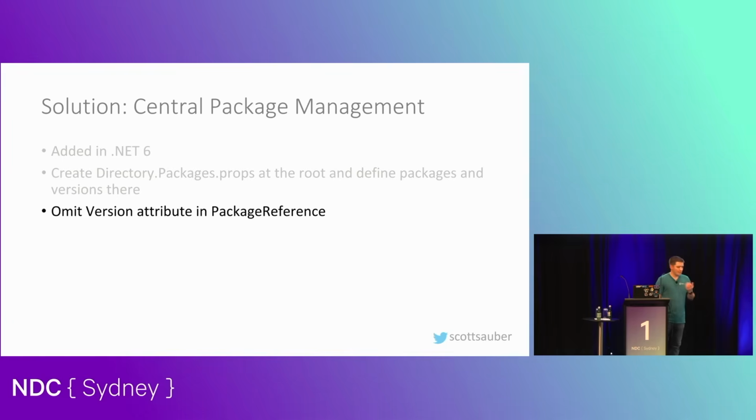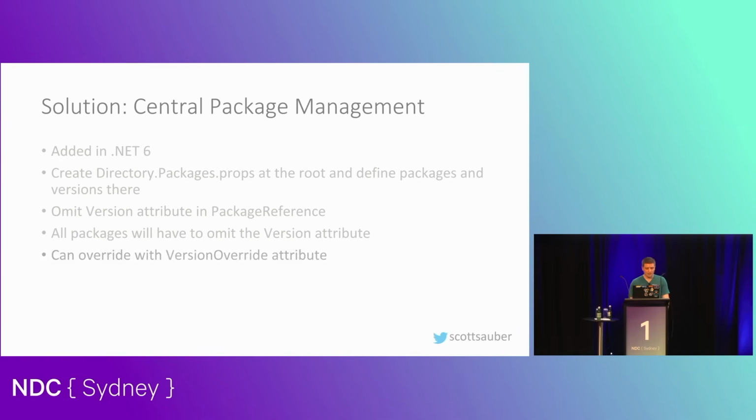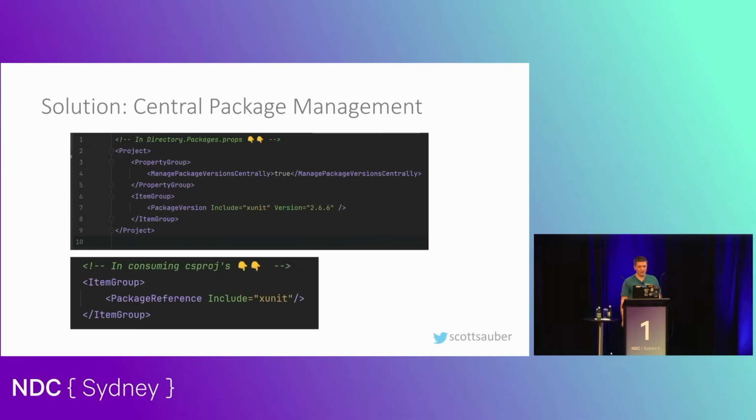Then basically what this looks like is you can just omit the version attribute in the package reference, which we'll take a look at in a demo here in a sec. All packages will have to omit that version attribute. So you can't say, oh, I only want to manage this package using central package management. You have to define all of them up front. You can technically override this with a version override attribute and say, hey, nope, I know my central package management says it should be this version, but I want to override it and use this particular version.